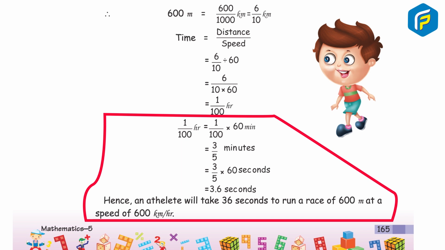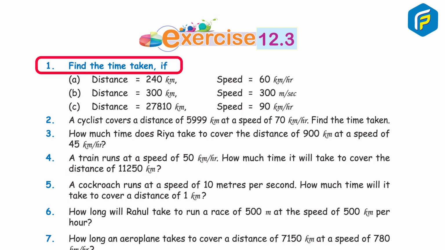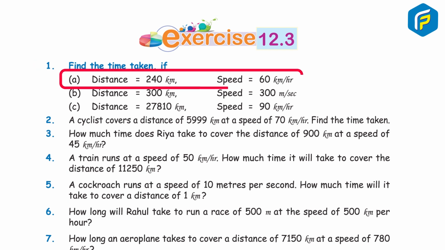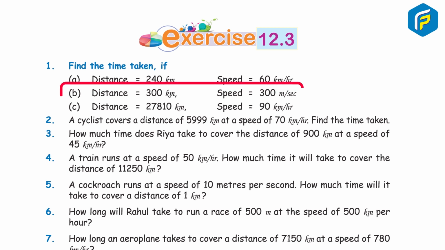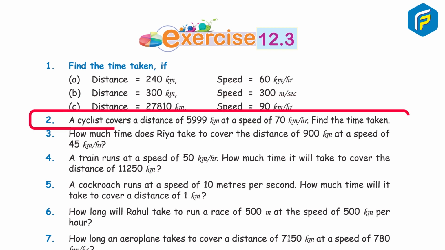Exercise 12.3. Question 1. Find the time taken if A. Distance 240 km, speed 60 km per hour. Answer 4 hours. B. Distance 300 km, speed 300 meter per second. Answer 1000 seconds. C. Distance 27,810 km, speed 90 km per hour. Answer 309 hours.